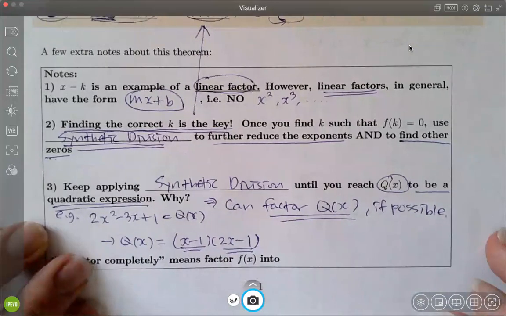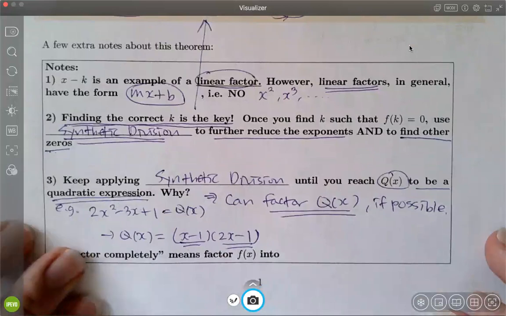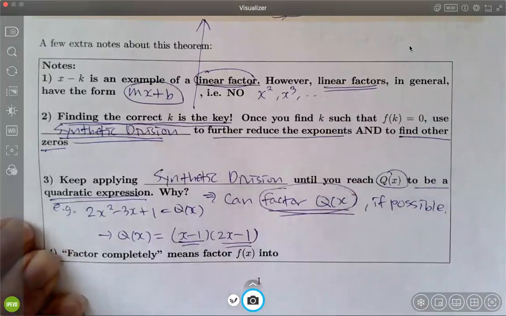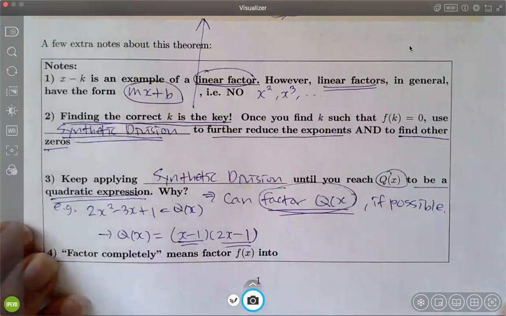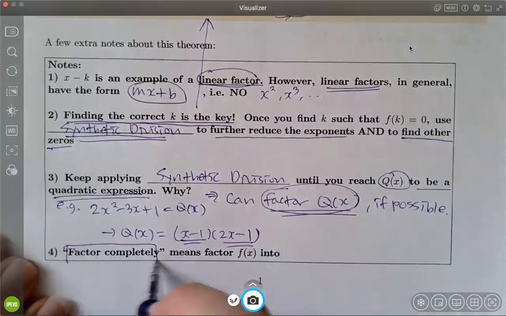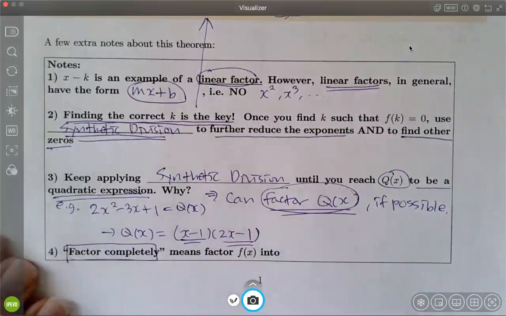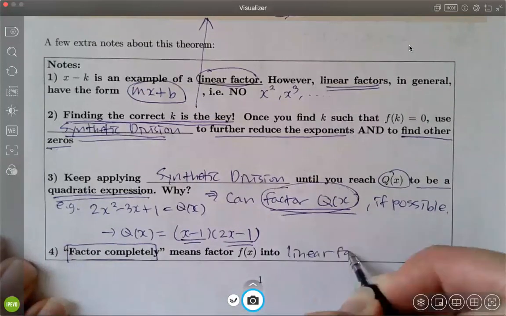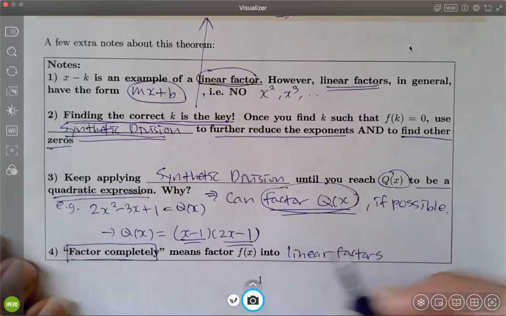Basically, once you reach the quotient to be the quadratic expression, you can see if you can factor the quotient without applying synthetic division once again, so that you can get the linear factors. And for some problems in the homework, you will see the words factor completely. That means factor f of x into linear factors. So that's what it means.